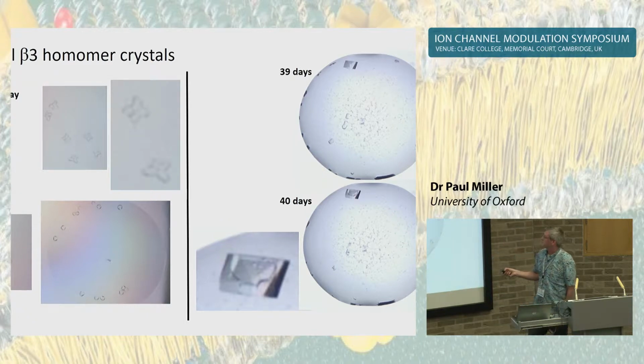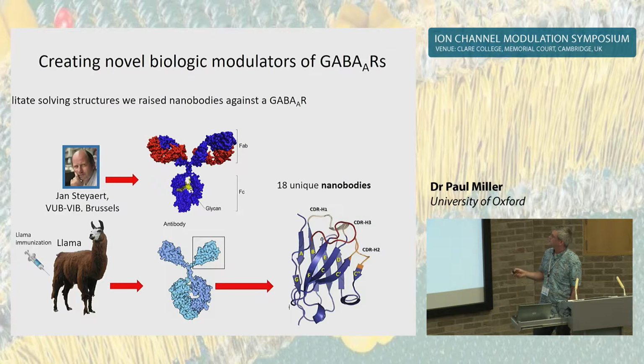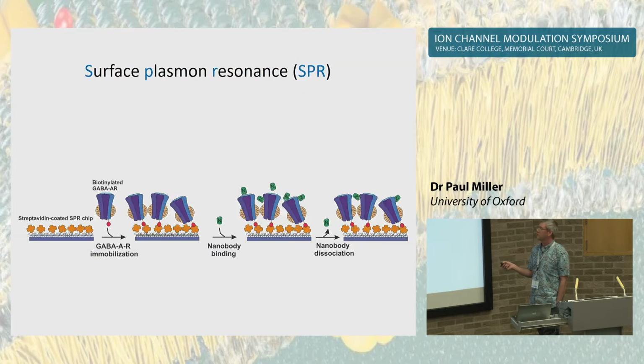And that was what gave us our structure. So we wanted to address this and try and get much more crystals, much more rationally. So we collaborated with Jan Stout in Belgium, and we sent him some of our GABA receptor. He injected it into llamas and raised nanobodies, and we got 18 nanobodies sent back to us, which we assessed for binding.